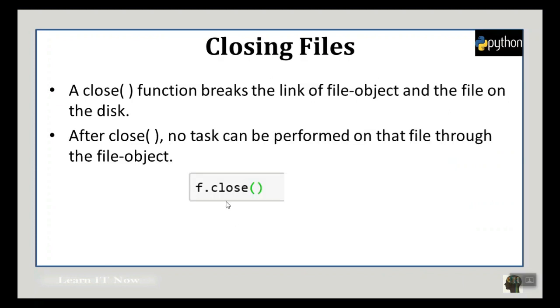Now the close function helps you to break the link between the file object and the file on the disk. So whenever you are finished working with the file object, you need to close. So you need to write the name of the file object. If the file object name is file, you will write file.close.